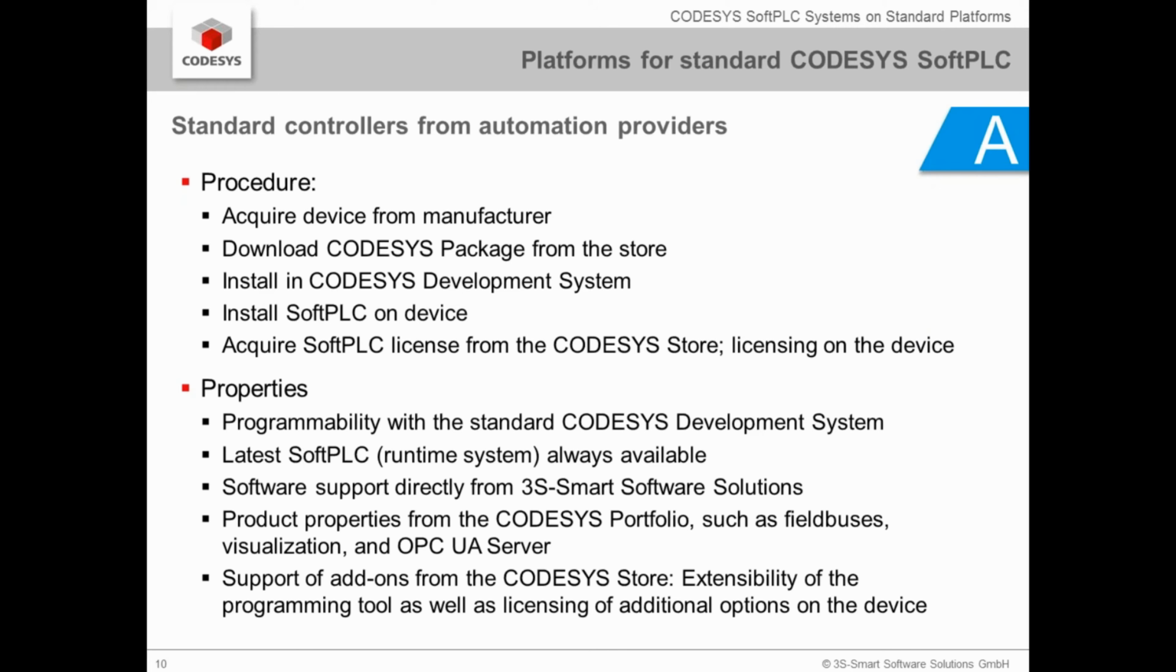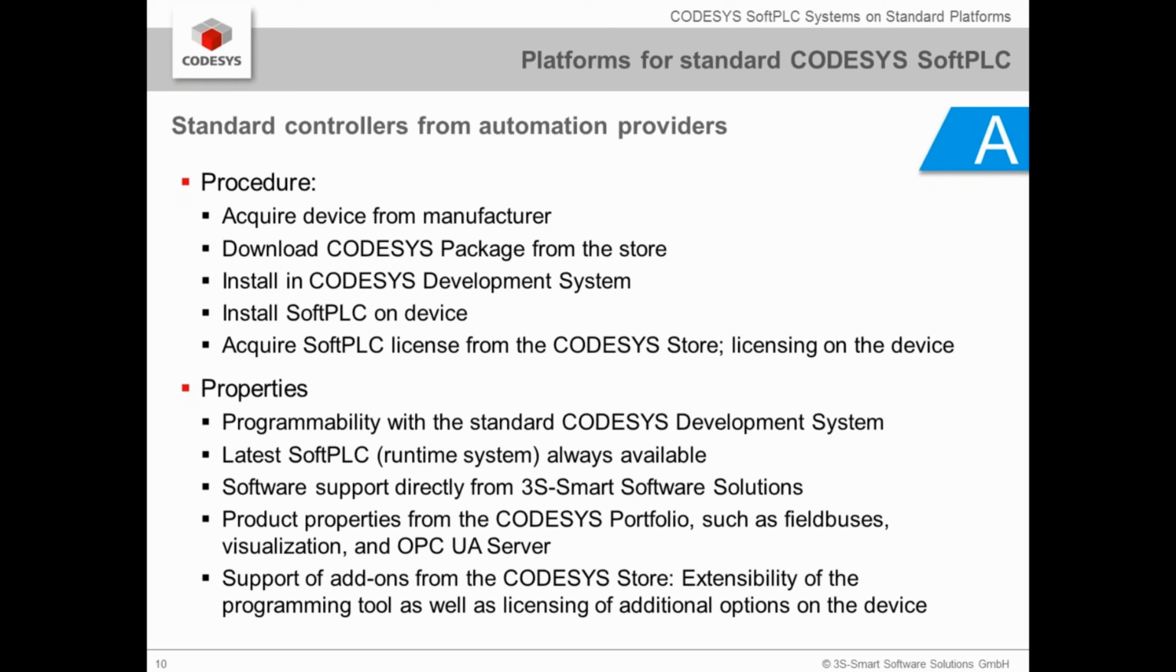There are some properties of this platform. The first step, as already mentioned, with the standard SoftPLC, the device will be programmable with the standard CODESYS development system. So you don't need any derivative, but you can download the free tool from the CODESYS store or from the CODESYS website. Furthermore, the latest SoftPLC is always available for these devices. This means you can immediately update and benefit from the latest product features.